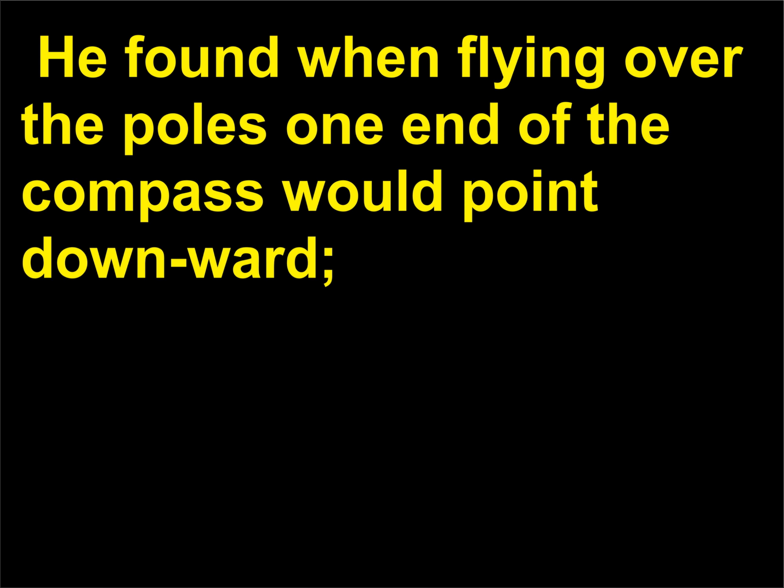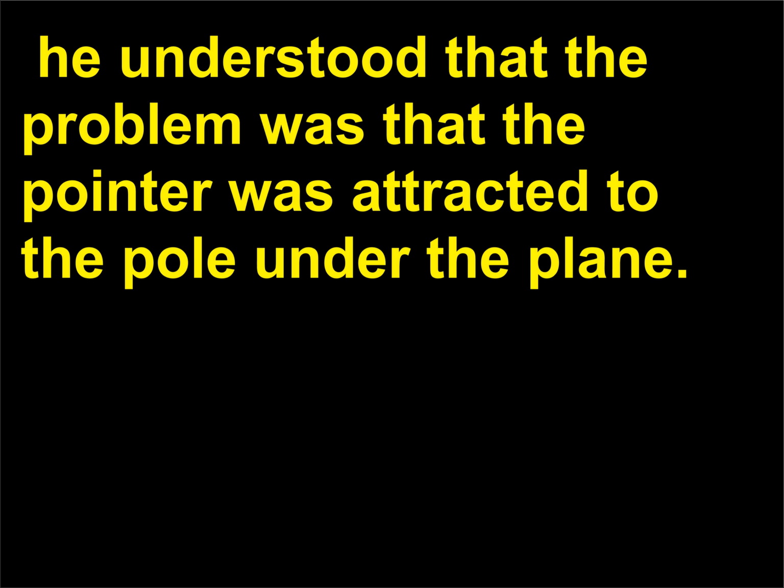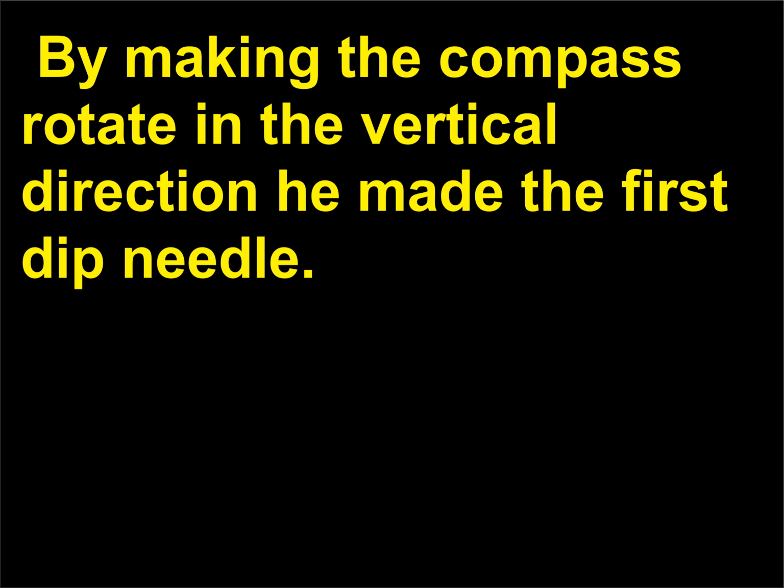He found when flying over the poles one end of the compass would point downward. He understood that the problem was that the pointer was attracted to the pole under the plane. By making the compass rotate in the vertical direction, he made the first dip needle.